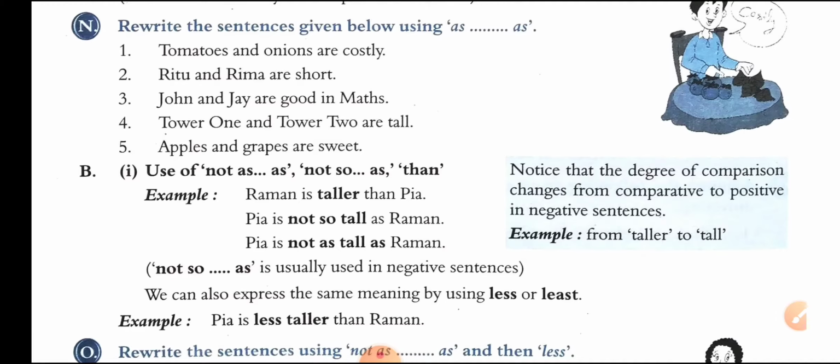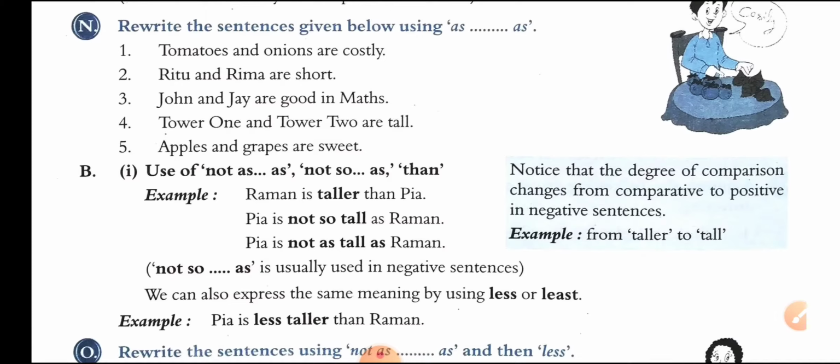I am not going to write down the sentence answers here. You please listen to me carefully and note down the answers and check your answers. Tomatoes are as costly as onions. Here we are not transforming are, because tomatoes is plural and onions also plural. Ritu and Rima are short. So here Ritu is as short as Rima. Now here I have transformed are, because Ritu is singular and Rima is also singular. So Ritu is as short as Rima.